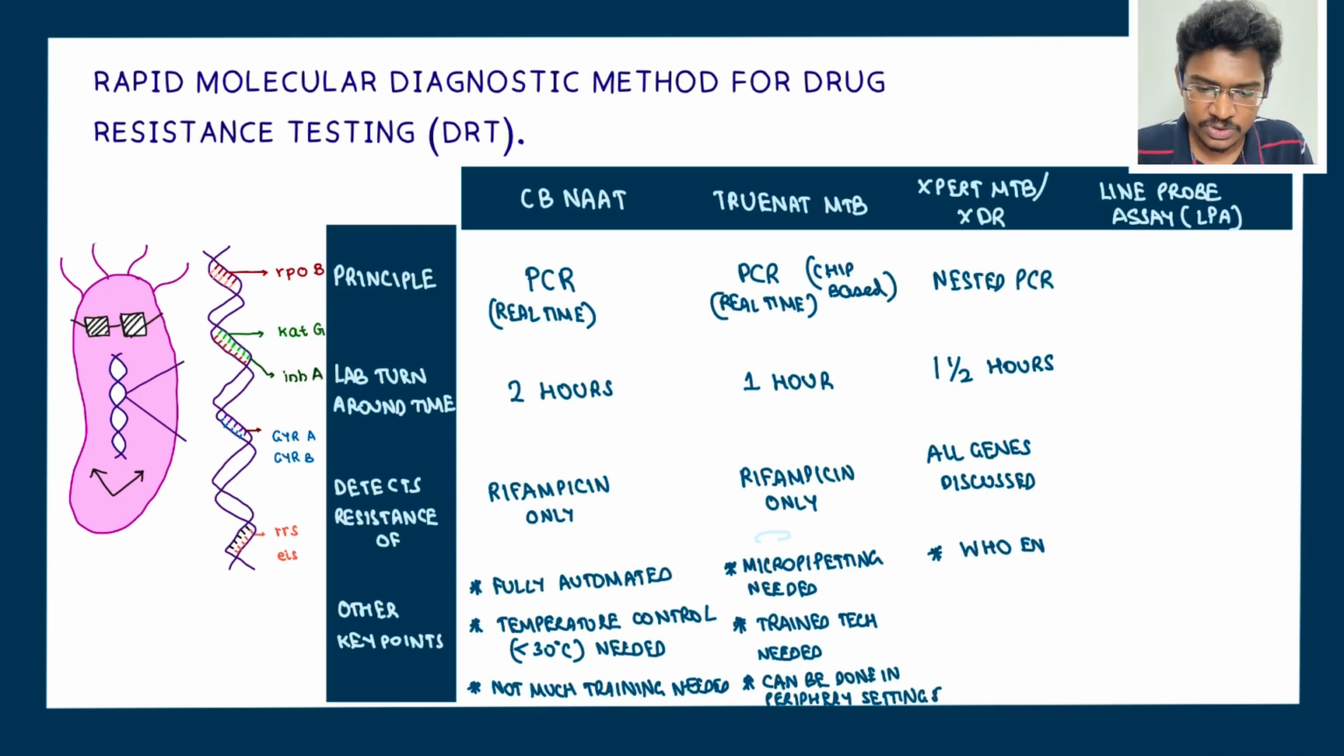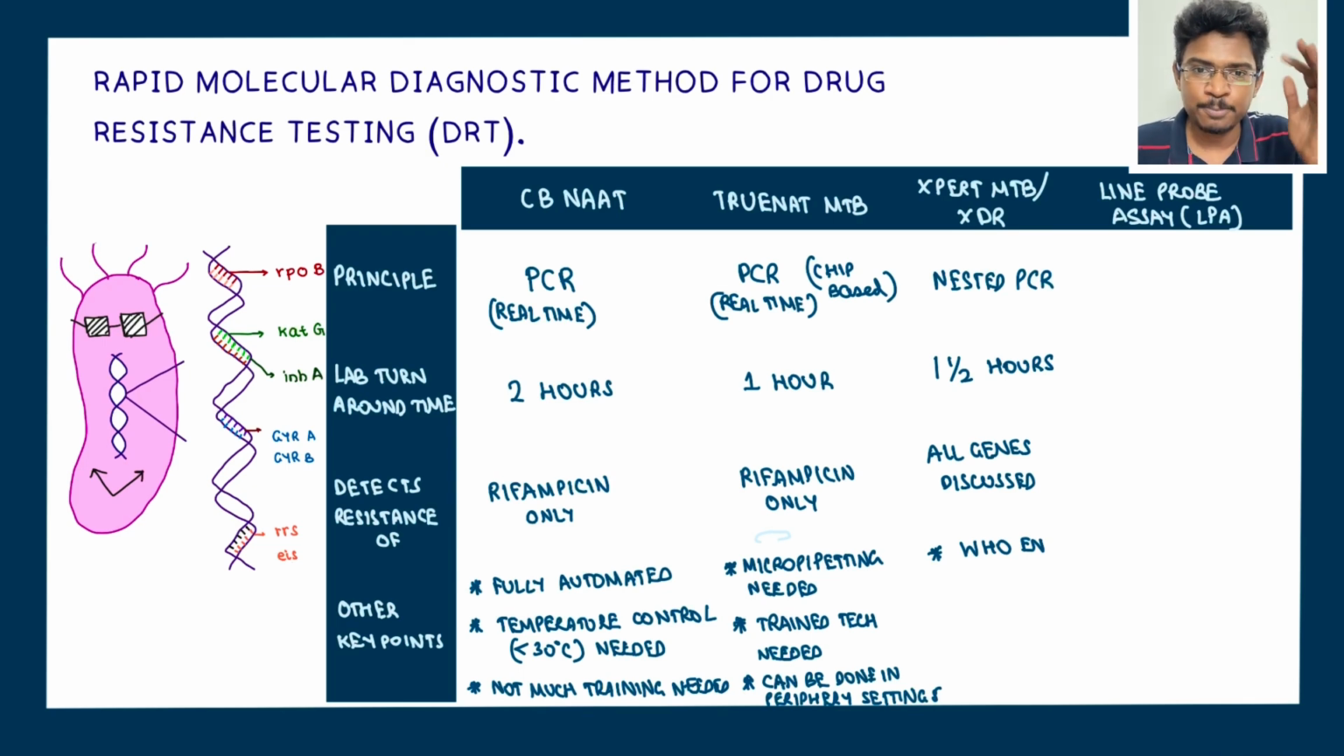So this actually was endorsed by WHO, and in this test you can diagnose mycobacterial tuberculosis as well as resistance of all of the genes which we have discussed earlier. Still, discussion is going on to include this under our program. It is endorsed by WHO, and it has a maximum sensitivity and specificity compared with your drug susceptibility test.